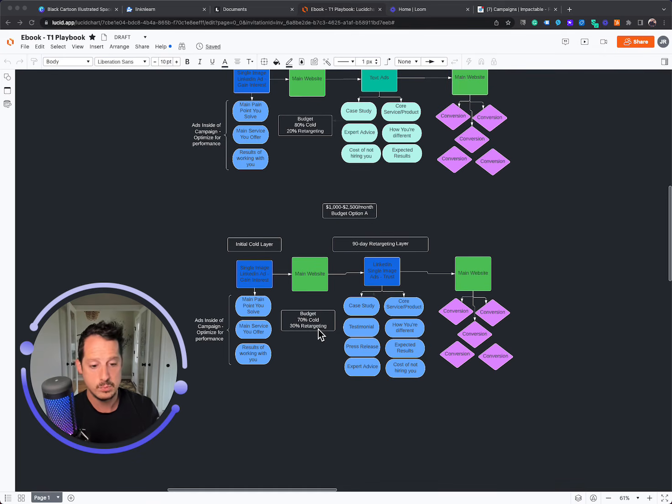And in the next video, we'll discuss what I would do with a $5,000 to $10,000 budget, and it adds on a couple different layers into this 90-day retargeting and adds on an extra layer after this as well.